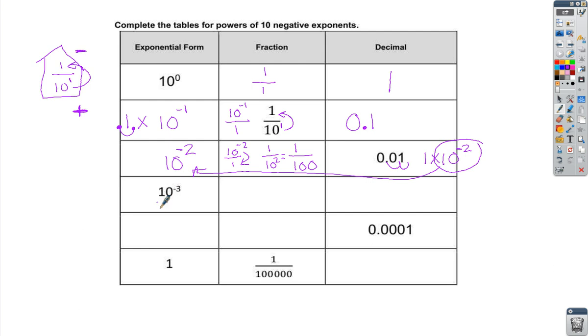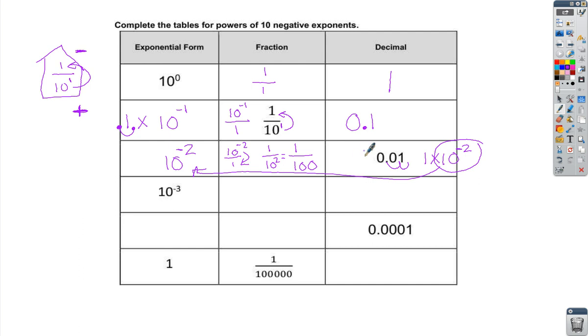Now we have 10 to the negative 3 in our next one. I want you to go ahead and pause the video. I want you to think about how you're going to write this as a fraction and how you're going to write it as a decimal. Hit play when you're ready to check your answers. Please pause.